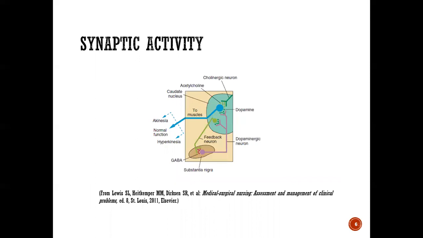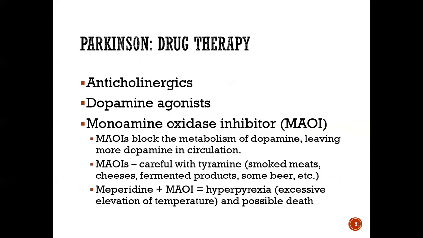Synaptic activity. So here's a picture that shows what's going on, right? So you have the dopaminergic neuron, the dopamine and the dopamine receptors, the acetylcholine and the cholinergic neuron. And then you have the GABA and the substantia nigra. So what is going on? It is not picking up the dopamine. And so we have this akinesia and hyperkinesia outside of normal function, just depending on what's going on.